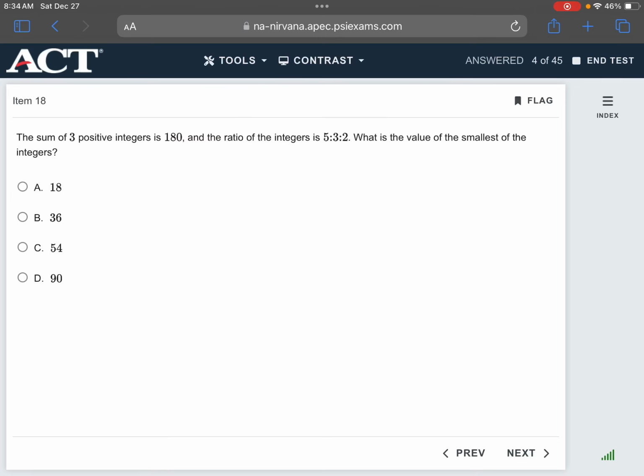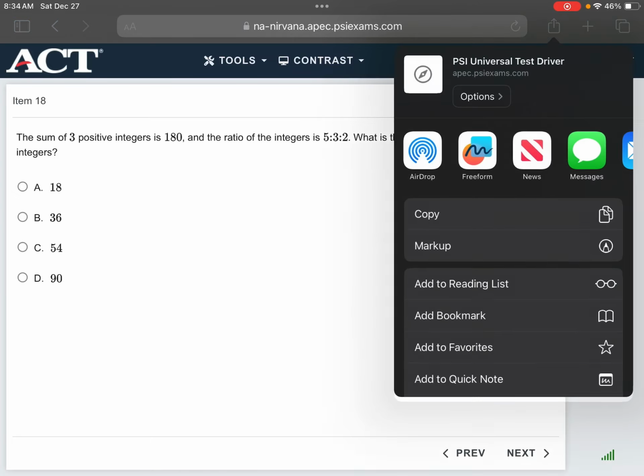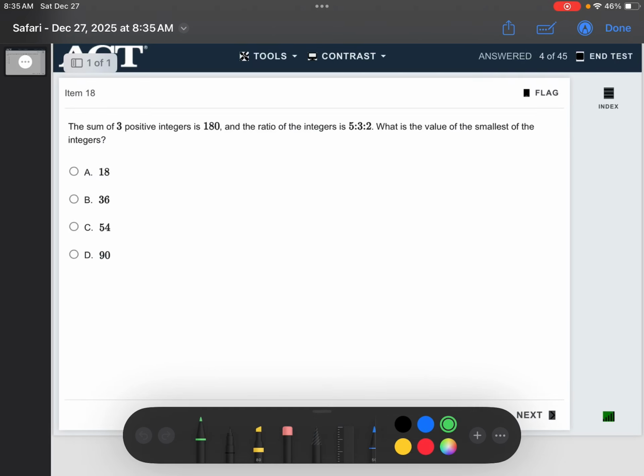All right, so it says the sum of three positive integers is 180. The ratio of the integers is 5, 3, and 2. What is the value of the smallest integer? All right, so this one's kind of tricky. I would say that, especially in your high school math class, you don't necessarily work on things exactly like this in terms of your content. You learn about linear equations and stuff like that, but we don't necessarily see a lot of questions asked this way. So, all right, we need to add these integers together.